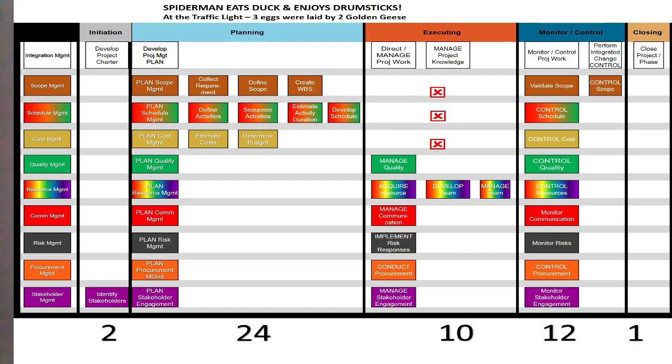3 eggs were laid by 2 golden geese. So what are those? Under traffic light, there are 3 extra there, which are sequence activities, estimate activity duration, and develop the schedule.